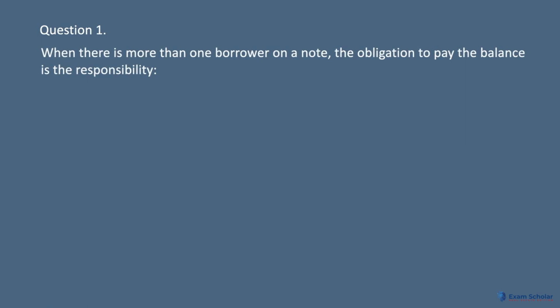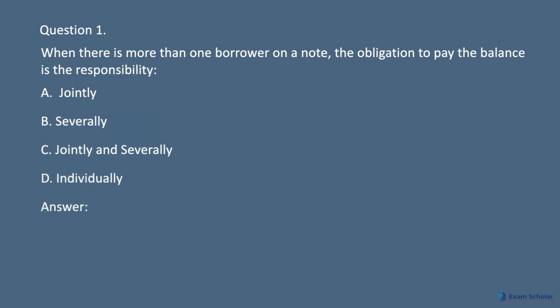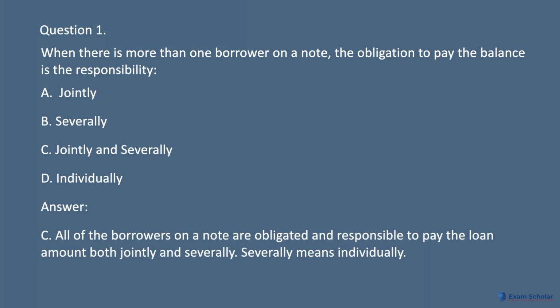Question 1. When there is more than one borrower on a note, the obligation to pay the balance is the responsibility A. Jointly, B. Severally, C. Jointly and severally, D. Individually. Answer C. All of the borrowers on a note are obligated and responsible to pay the loan amount both jointly and severally. Severally means individually.